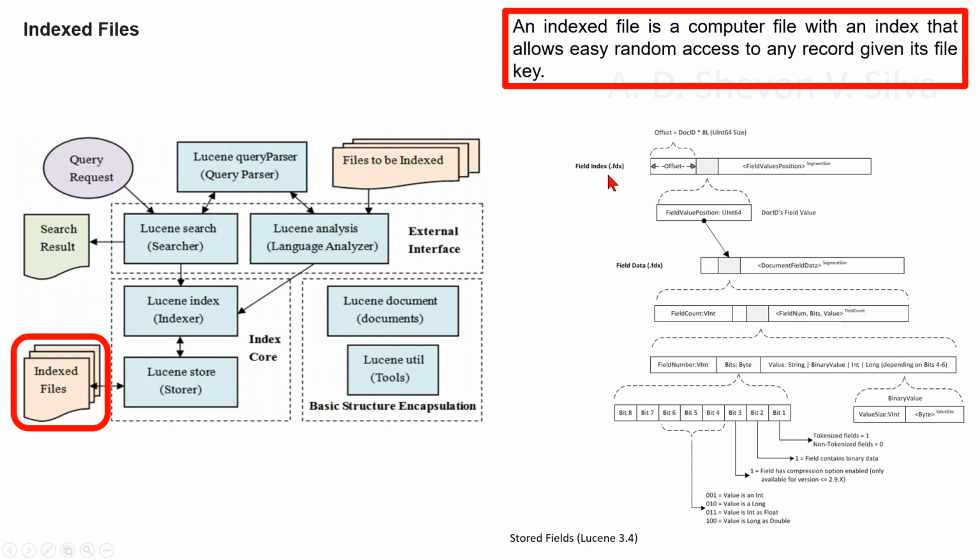Here you can see the field index, the .fdx file. Here the offset equals the doc id multiplied by the uint64 size. Here is the field value position, and the uint64 for the doc id is the field value position. It is connected to the field data, or FDT file. This should be FDT here.